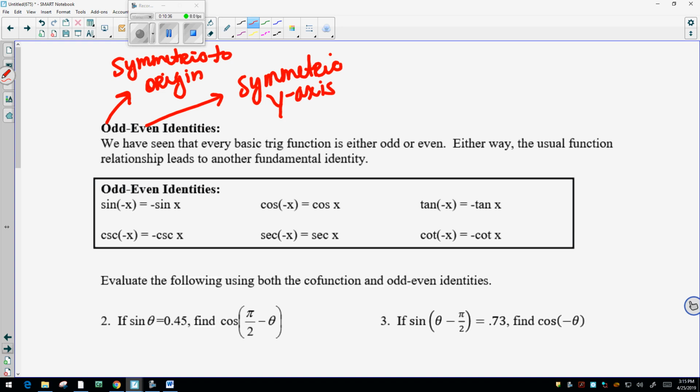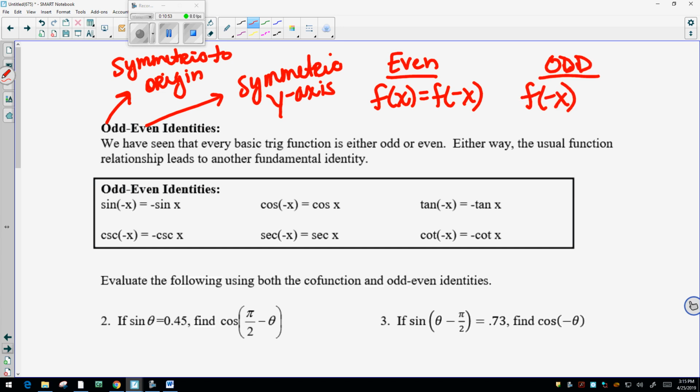Okay. And then we hit tests. So if I had my even test, we said the way I knew a function was even is if I could show the original function was the same as when I negated the x value. And to show a function is odd, that would be saying if I negated the x value, it's equal to when the function itself is negated.